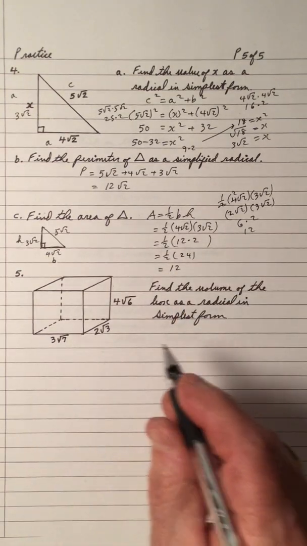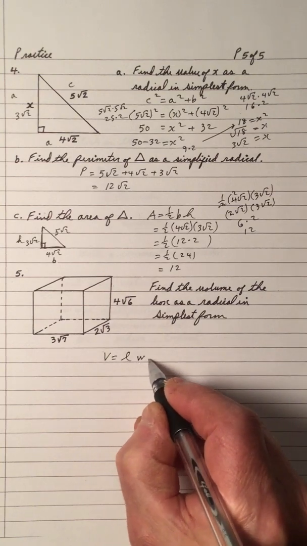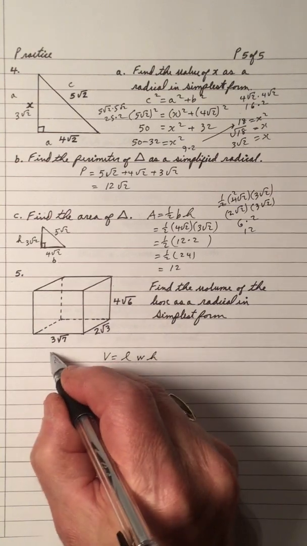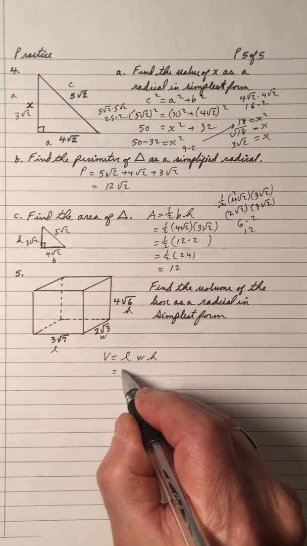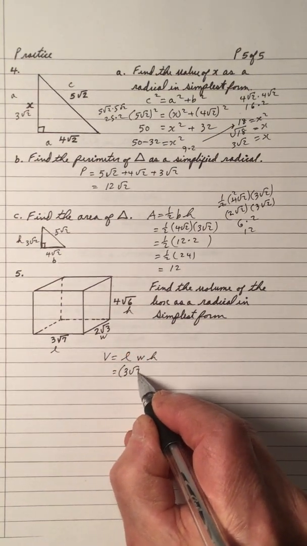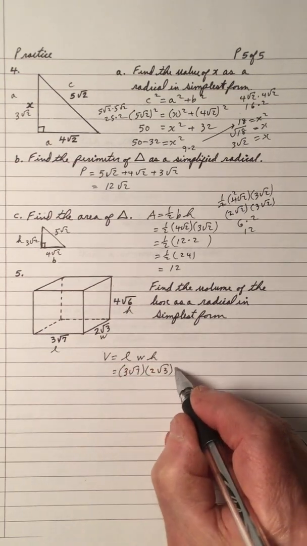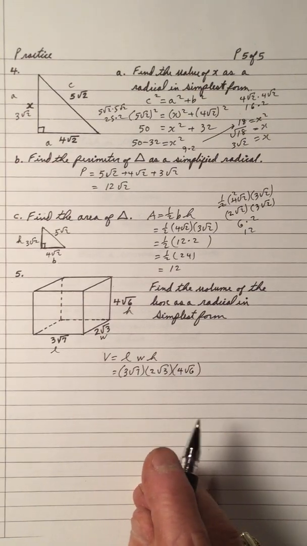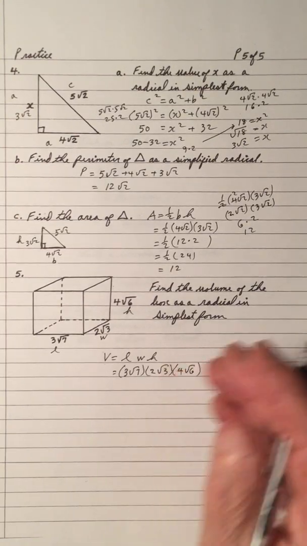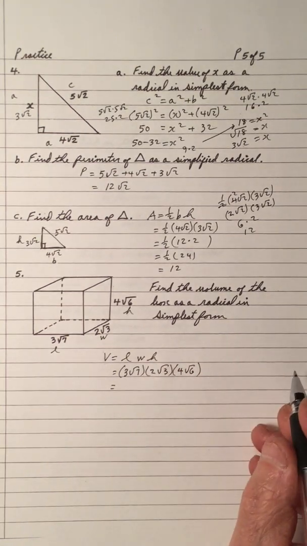Your choice. The volume of a box is the length times the width times the height. So if we say that's the length, and that's the width, and that's the height, then the length is 3 root 7, the width is 2 root 3, and the height is 4 root 6. Again, we're not concerned with measurements as in centimeters or inches. Volume is cubic, but I'm just looking at multiplying the radicals.